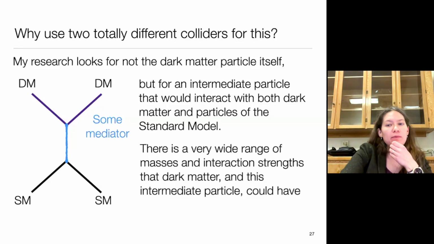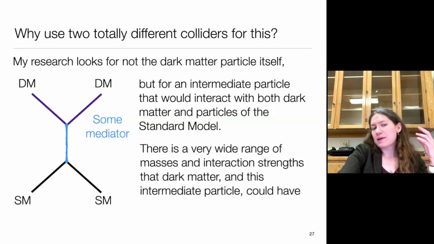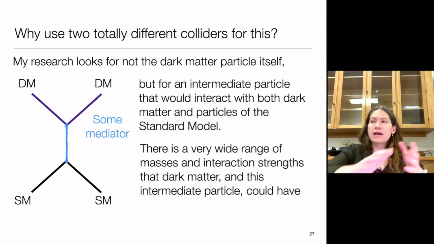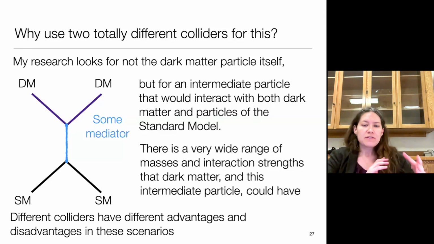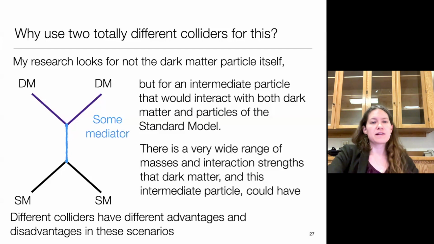There's still a very wide range of masses and a wide range of interaction strengths that this intermediate particle could have, that gives us this very broad range that we actually have to look over. So different colliders and different experiments have different advantages and disadvantages for these scenarios.